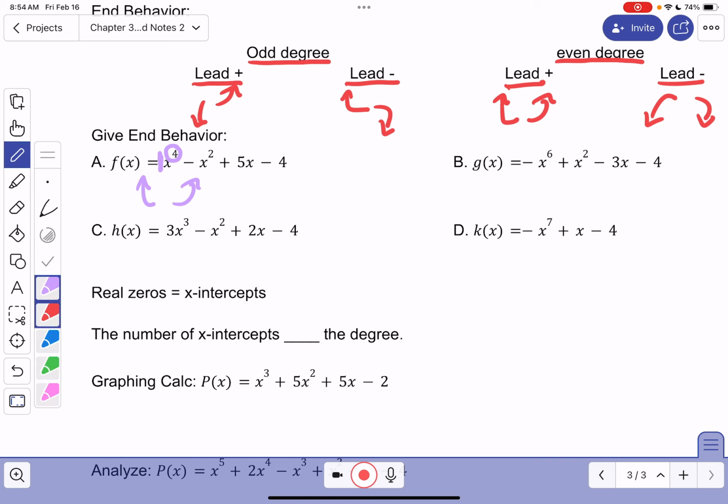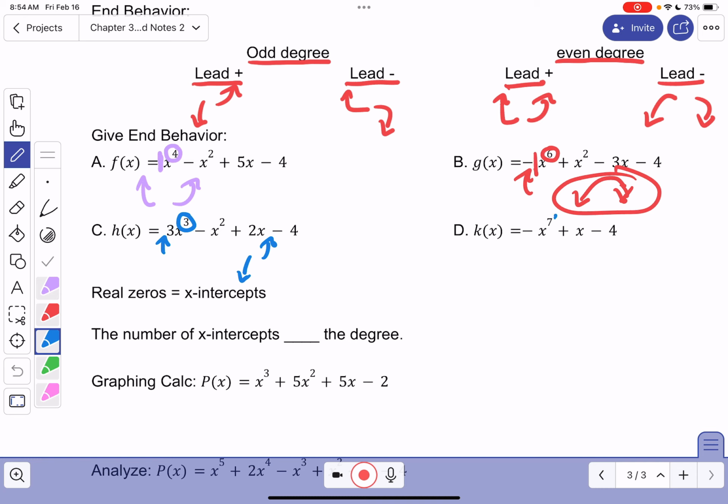Now let's look at B. B is 6, so that's even. The leading coefficient is -1, so our ends would both point down. This would be enough to write for your end behavior. C, we have odd, and 3 is positive, so we would write down then up. Here we have odd and a negative, so we would write up then down. And that's all you have to write for the symbols.